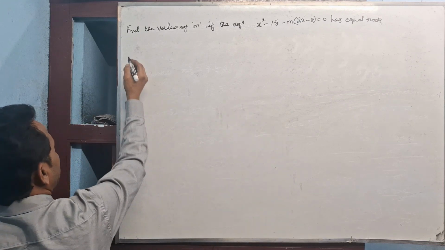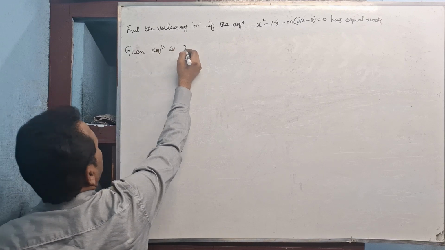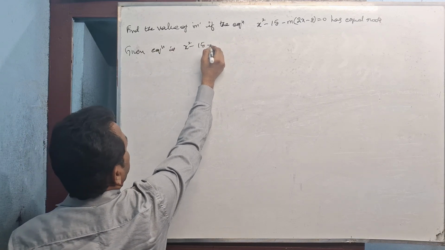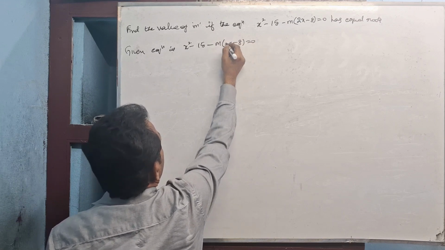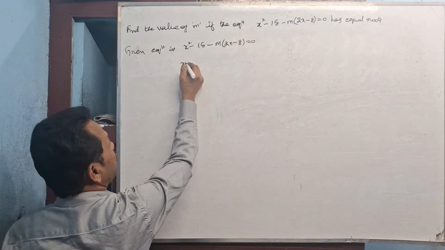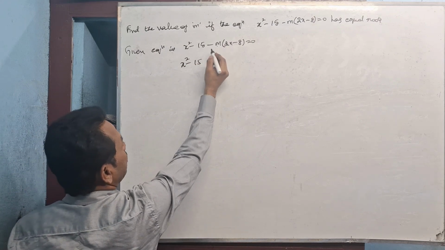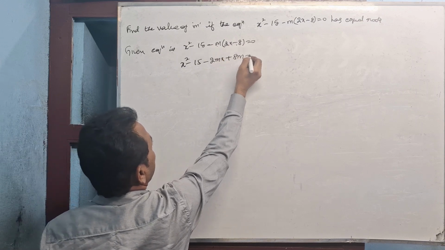Okay, our given equation is x square minus (15 minus m) into 2x minus 8 equals 0. So first, let me simplify this given equation. We get x square minus 15 plus m, minus 2mx, minus 3 plus 8m equal to 0.